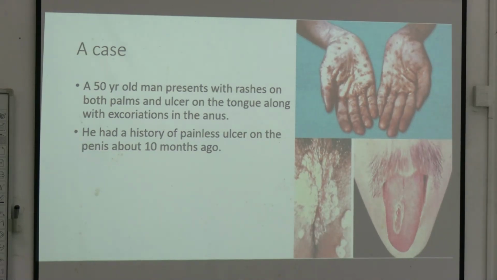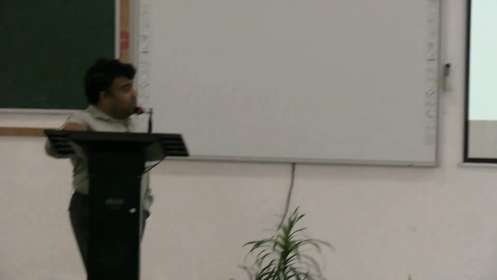Now let us look at another case. A 50-year-old man presents with rashes on both palms and ulcers even on the tongue. He had a history of a painless ulcer on the penis about 10 months ago. He did not seek treatment. The lesion resolved on its own. Now he is presenting with these signs and symptoms. So what would this case be?